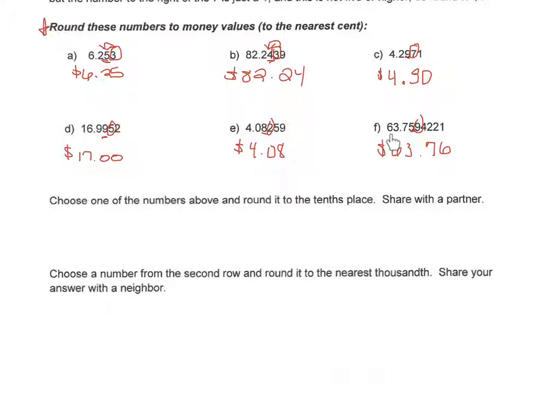For F, 63.759 is going to round to $63.76. And you don't have to worry about these two right here because you don't have a partner to share with.